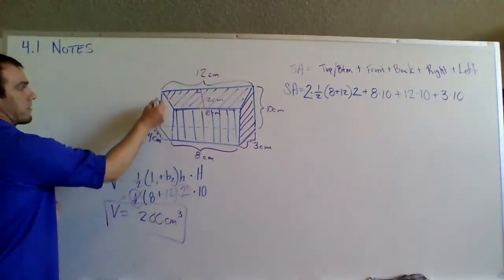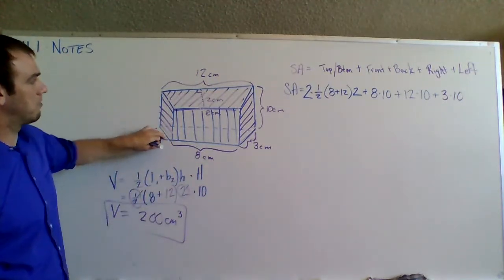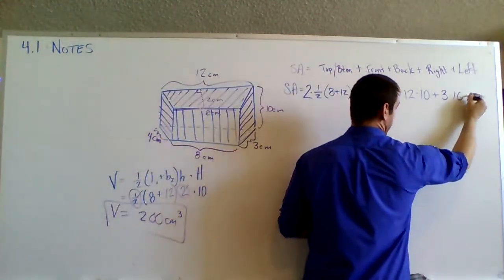My left side over here, once again, is just a rectangle. My base is 4, my height is 10. 4 times 10 is going to give me the area of the left side.